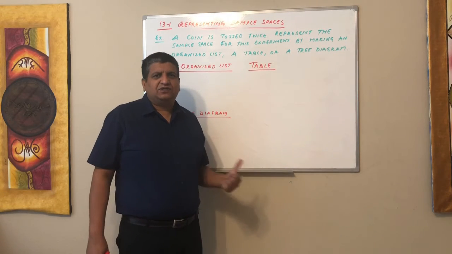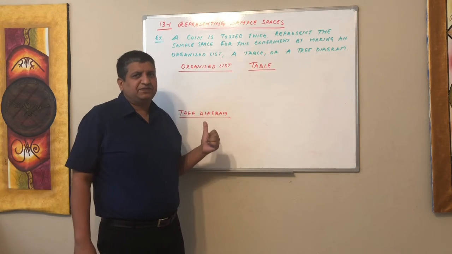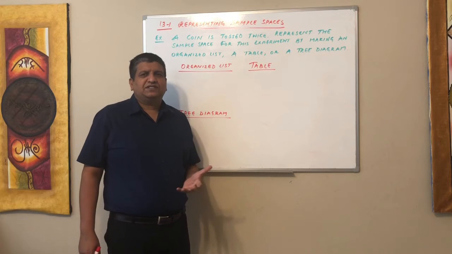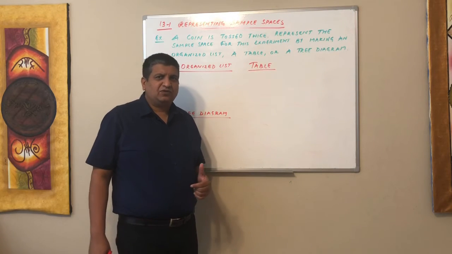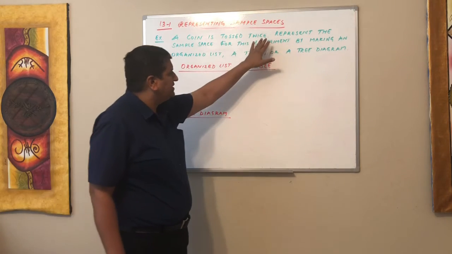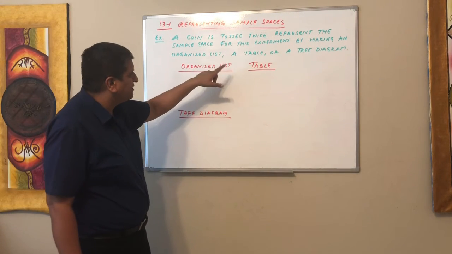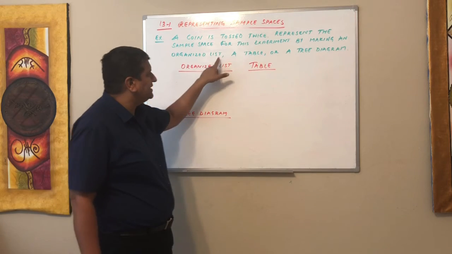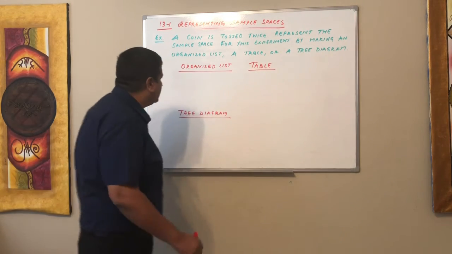Here is an example on representing sample space. Remember, a sample space is a list of all possible outcomes. A coin is tossed twice. Represent the sample space for this experiment by making an organized list, a table, or a tree diagram.